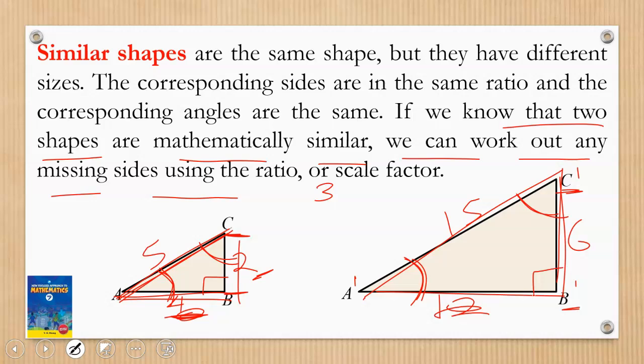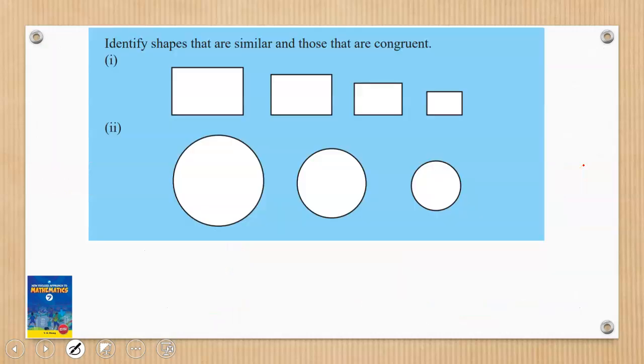It's the size that will change, but the size that is changing will change in proportion. So if AC is changing, the same rate of change will apply to A prime, C prime also changing. Good. Now let's base on this to answer the following questions. Identify shapes that are similar and those that are not here. So I'm sure you are looking through to see those that are similar, right? And those that are congruent.